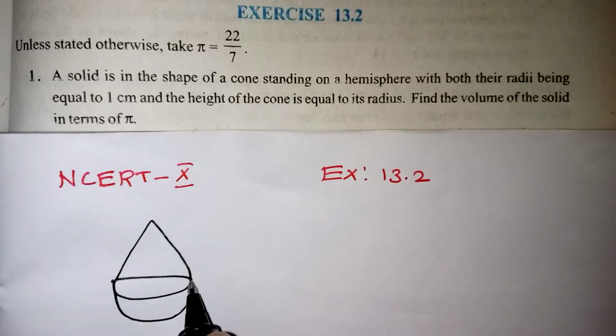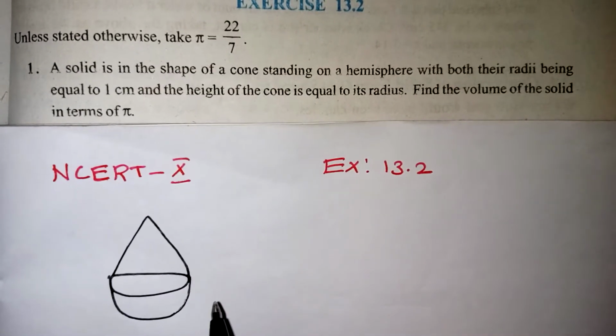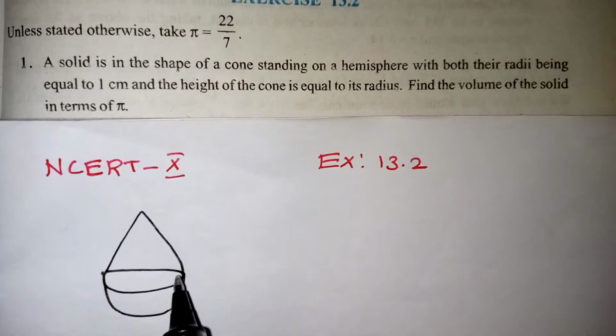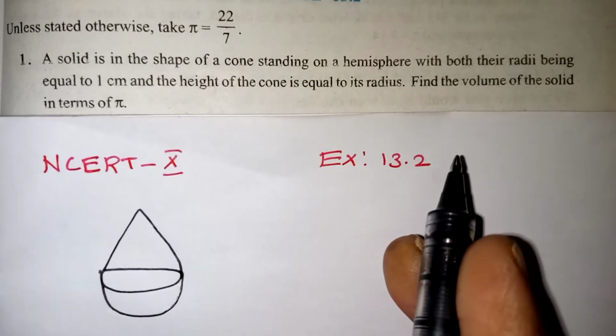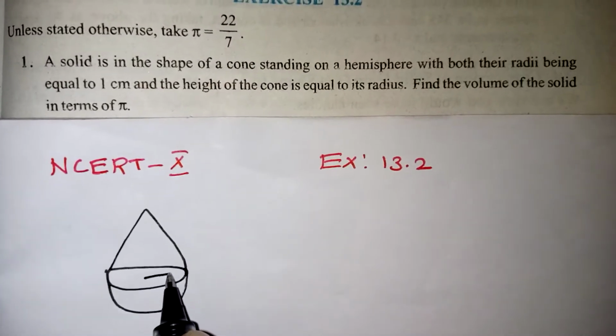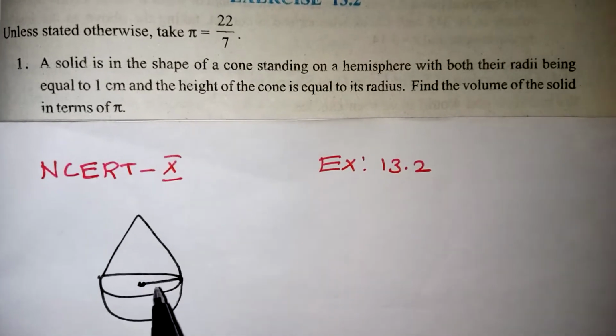A hemisphere is nothing but half of a sphere. If you take a ball and cut it into two halves, each will be a hemisphere. So this is a hemisphere, and this is a cone, with both the radii being equal to 1 centimeter. So the radius for both the figures is 1. This is the radius for the hemisphere as well as for the cone.